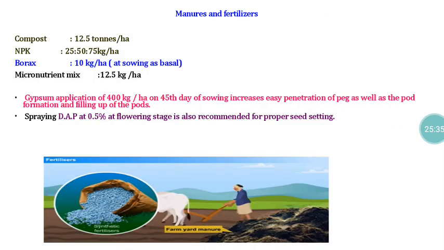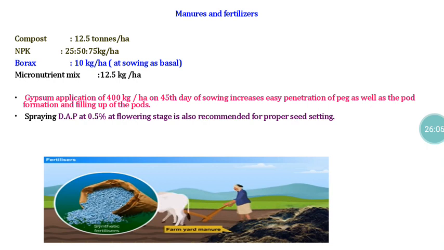Then manures and fertilizers. So here we have to use 12.5 tons per hectare farmyard manure, and NPK 25:50:75 kg per hectare. Micronutrients also cause serious problems here, which we are going to discuss in the next slides. To alleviate the boron related problems, we have to apply 10 kg per hectare as a basal. Then micronutrient mixture also we can apply as a basal, 12.5 kg per hectare.